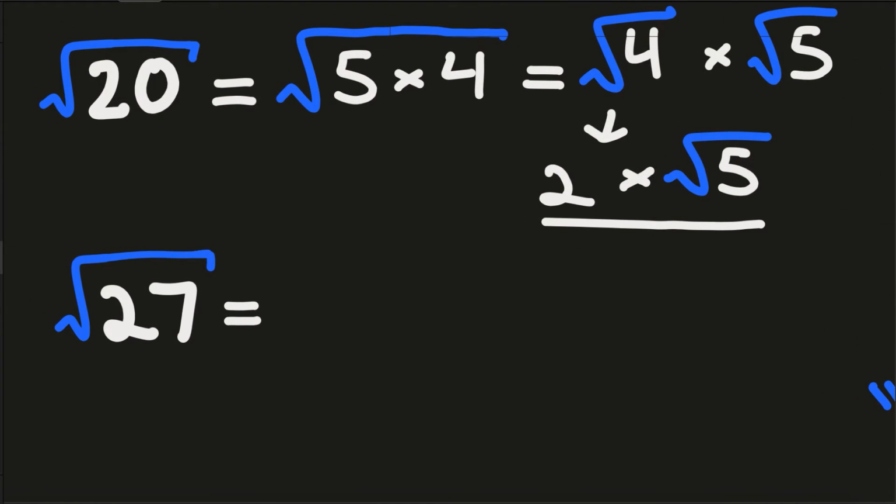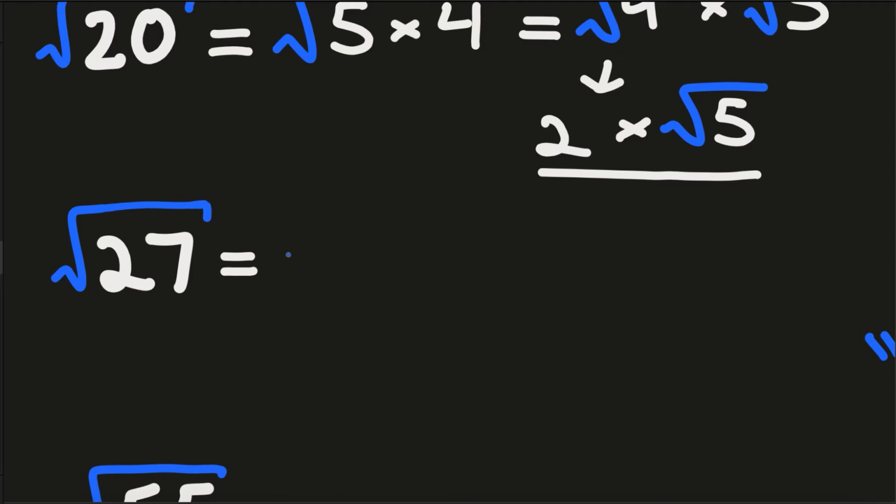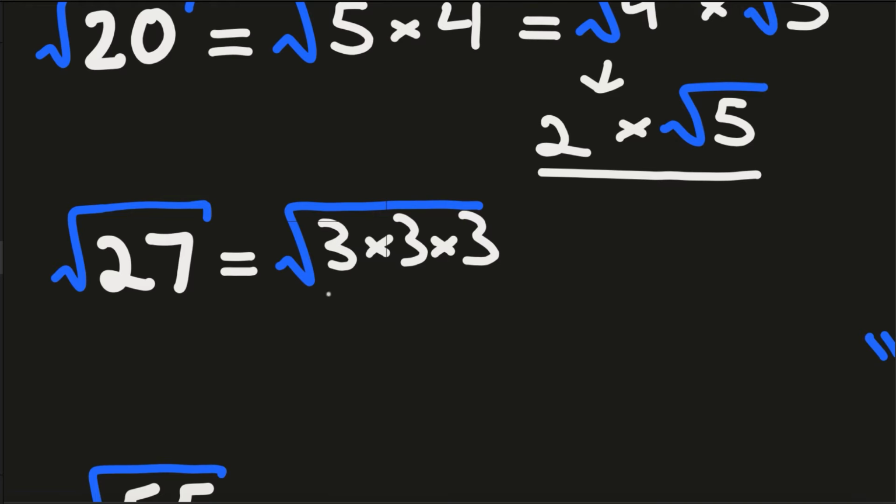Same process here. We know that the square root of 27 is simply equal to the square root of 3 times 3, which is 9, times 3. 9 times 3 is 27. So we know that 3 times 3 times 3 is equal to 27. Let's break this down into individual square roots.